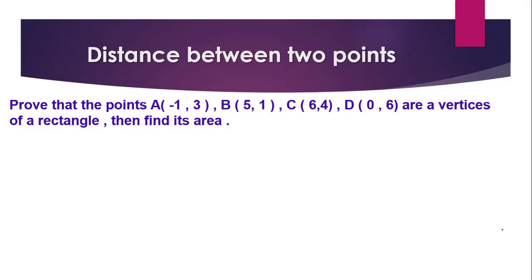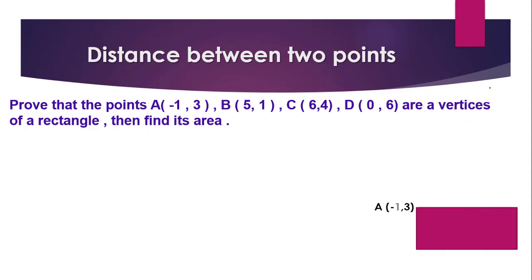Here, for example, I have 4 points. So this is a quadrilateral. I want to prove that these points are vertices of a rectangle, and then I want to get the area. Okay, what can I do? If this is a rectangle, let's draw a rectangle here, for example, with the 4 points. I want to prove that AB equals DC and BC equals AD.